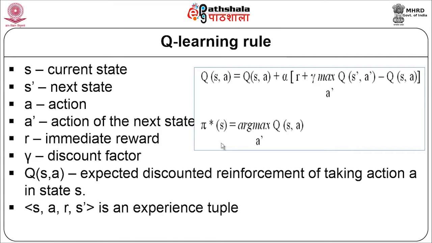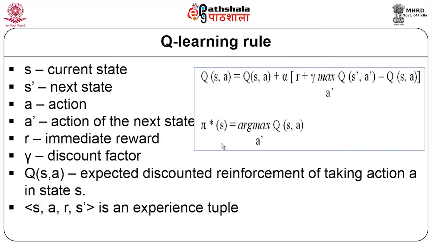and this S comma A comma R comma S dash is called an experience tuple. That is, S is the state that you are in, A is the action you will take, R is the immediate reward that you will get, and S dash is the state that you will reach from S on taking A.